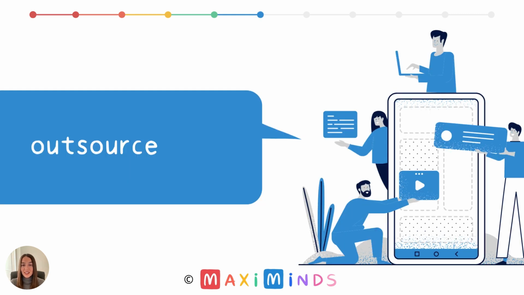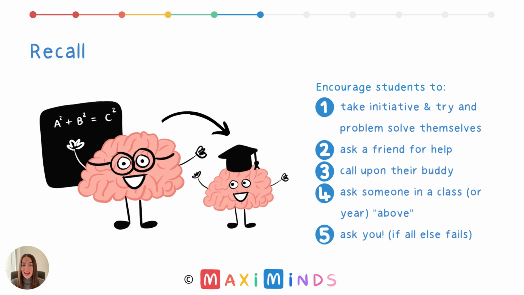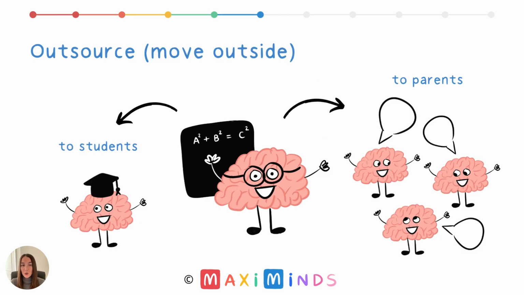So moving on to the next strategy, which is outsource. And this is really moving outside of just that direct relationship between you and the parent. We've looked previously at how you can outsource for students to self-manage and problem solve themselves. So remember, we looked at how they can actually go through a little bit of a list before they come to you. So taking initiative, problem solving, asking friends, buddies, someone in the year above, etc.